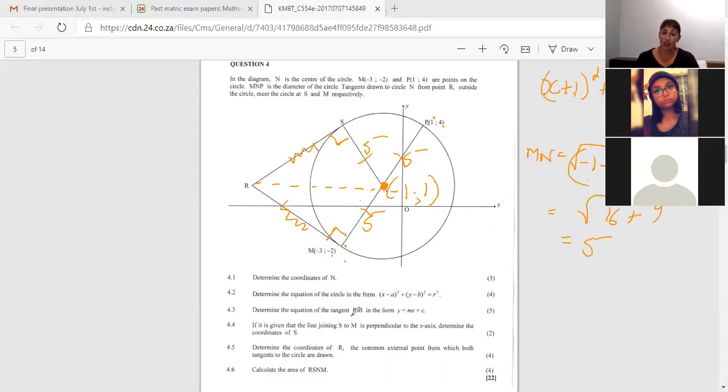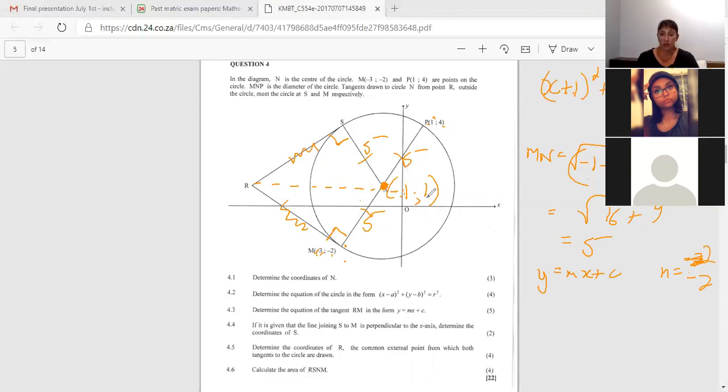Determine the equation of the tangent RM. This is a straight line, y equals mx plus c, and this gradient is opposite to that gradient. So I need to find that gradient. Minus 3 minus minus 1 is minus 3 plus 1, which is minus 2 at the bottom. And then the top would be minus 1 minus minus 3, minus 1 plus 3 is 2.